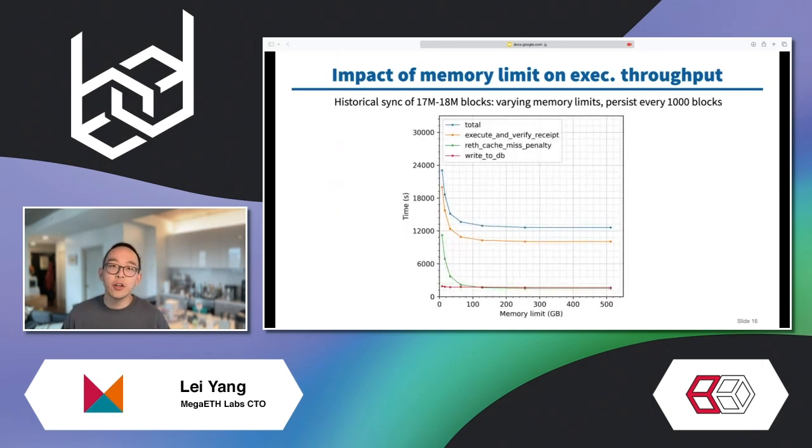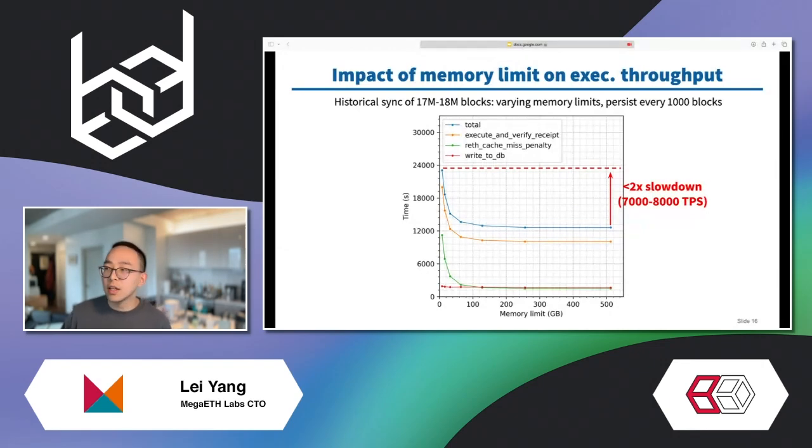All right, this plot shows the time to execute the most recent 1 million blocks as we change the memory size available to the RETH execution client. The blue curve is the total amount of time spent when there is a various amount of memory available. And we can see that as we go from 512 gigabytes to 8 gigabytes, there's only a slowdown of less than 2x. And that means that with just 8 gigabytes of memory, we can still achieve 7,000 to 8,000 transactions per second, which is still pretty impressive.